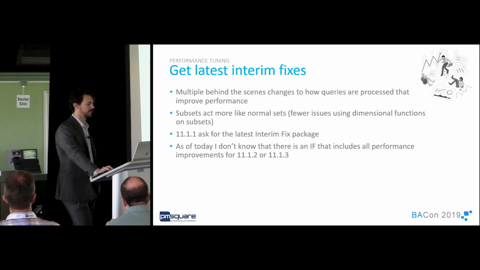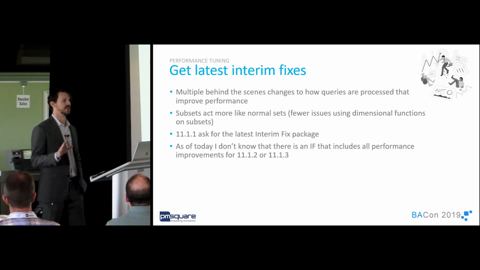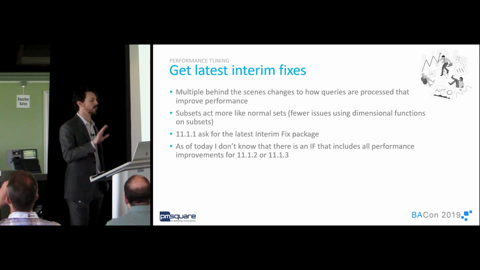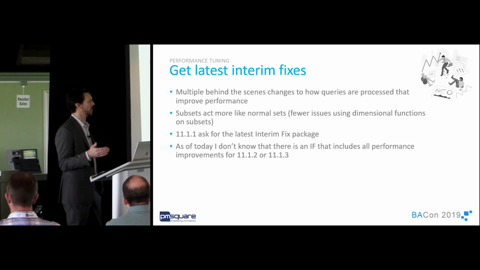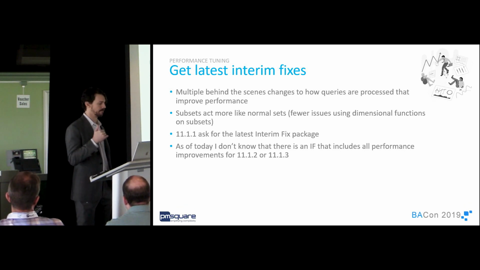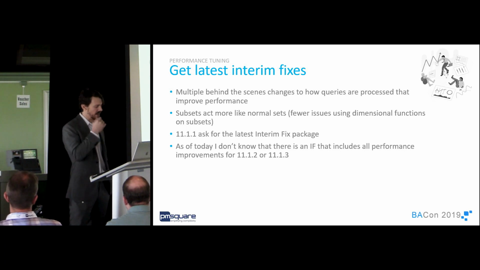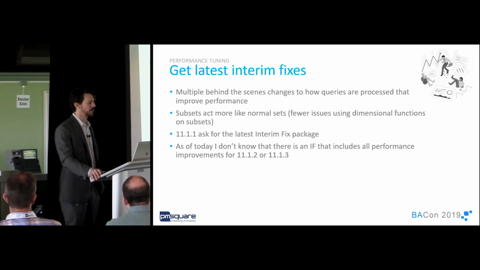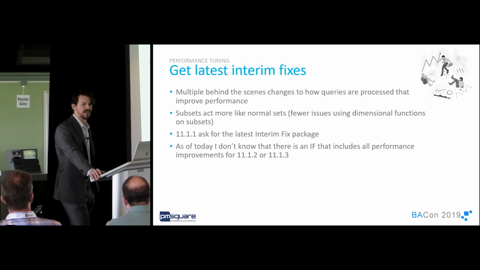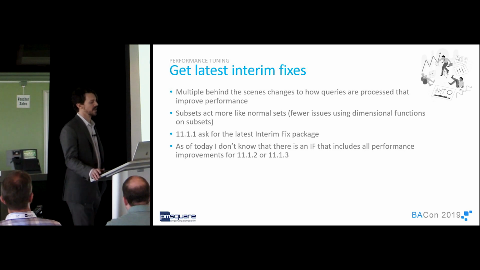Additional performance tuning: get the latest interim fixes. This is particularly for if you have Cognos 11.1.1 installed and you're trying to do reporting. I've been recently working on a project with a customer who ran into all kinds of performance issues and some functionality issues in terms of referencing Planning Analytics data sources. We worked with the IBM development team pretty closely, and to sum it up, they've done a number of things to improve performance.